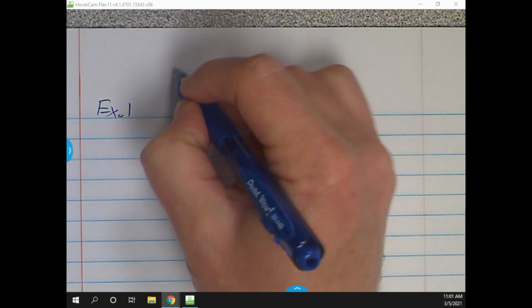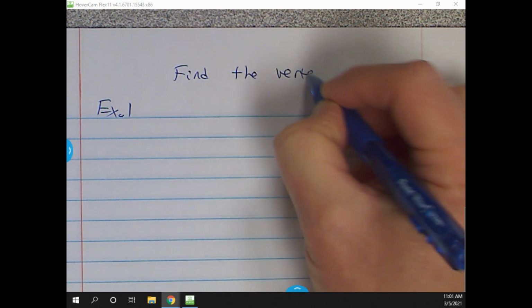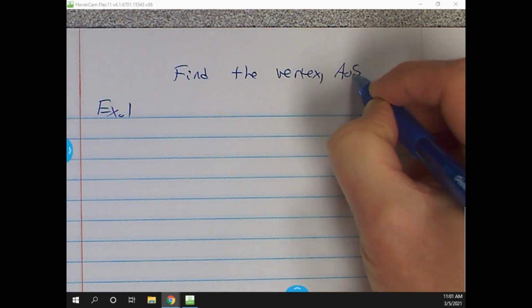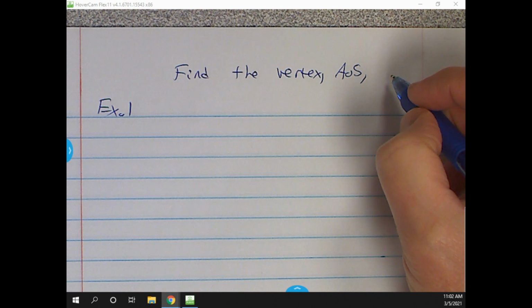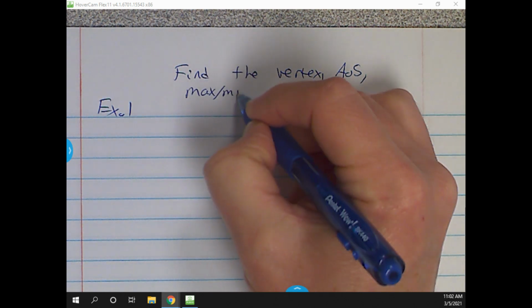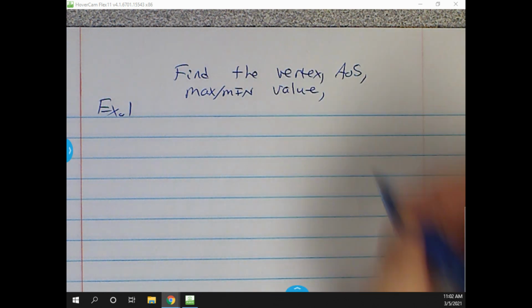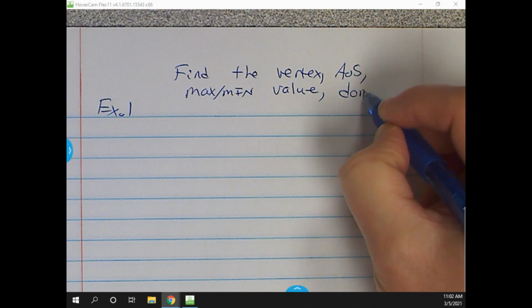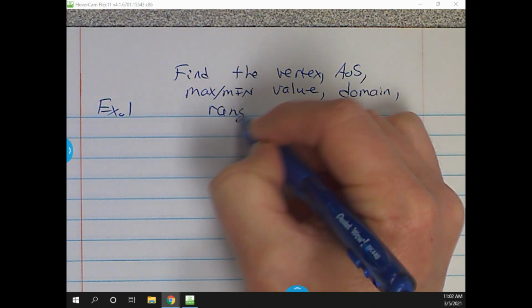So let's go with that. We're going to find the vertex, the axis of symmetry, either the max or min value, and the domain and range. And then we're also going to graph it.